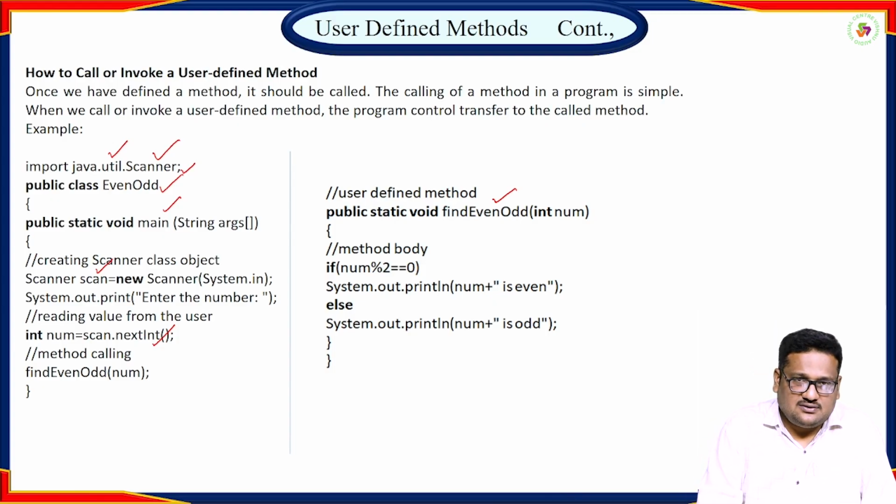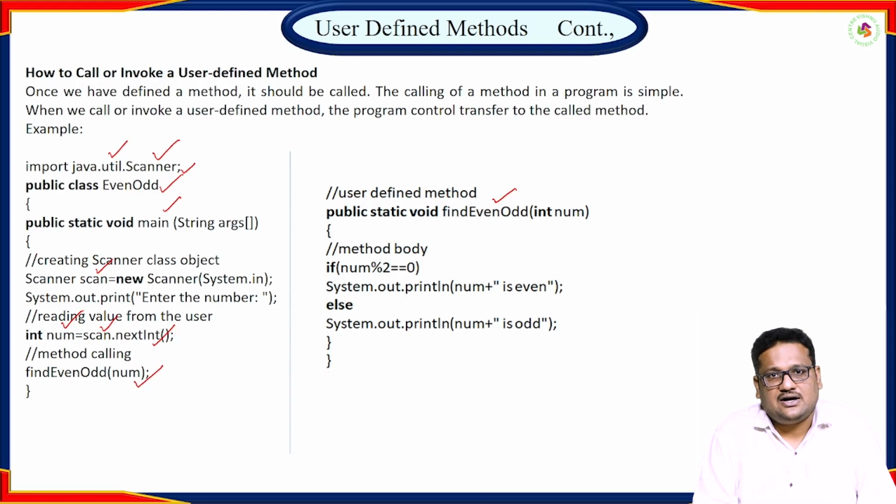The number will be stored into num. With the help of the scan object, I am invoking the nextInt method, since the nextInt method is provided by the Scanner class. Here I am calling the method, and I am passing the number I read from the keyboard. With that number, this condition will be checked. If the condition returns 0, the number is even. If the condition returns any positive number, then the number is odd.